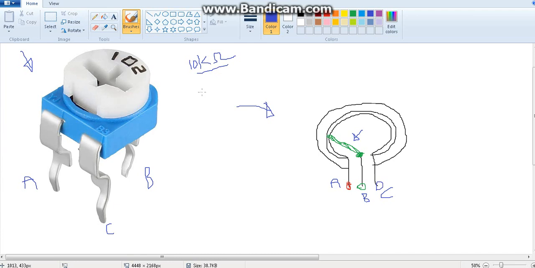That means you can change the resistance of this resistor from 0 to 10 kilo ohm. So you can go for a maximum of 10 kilo ohm and a minimum of 0. Okay, you got it? Got it.